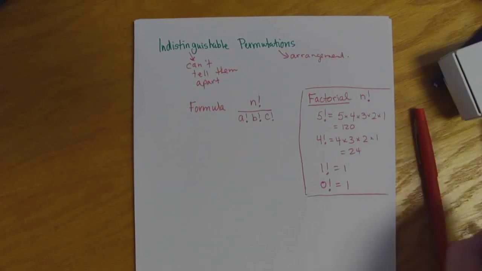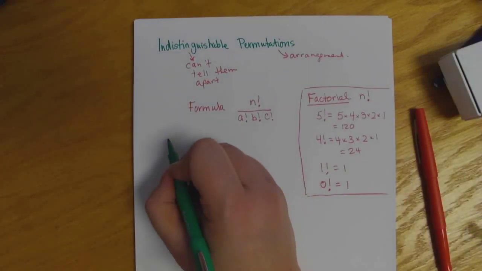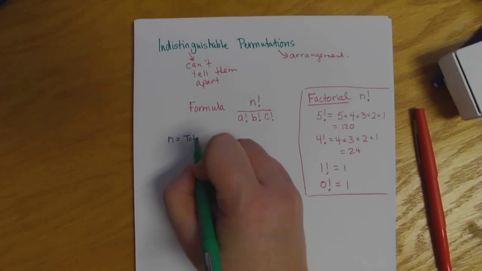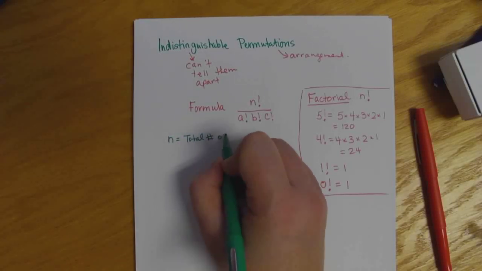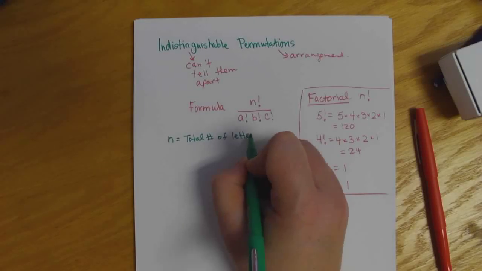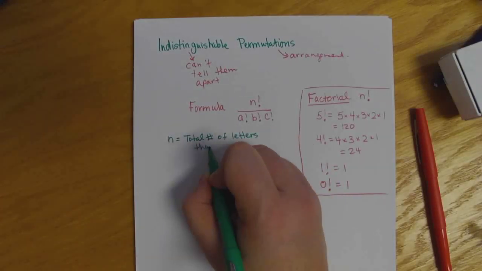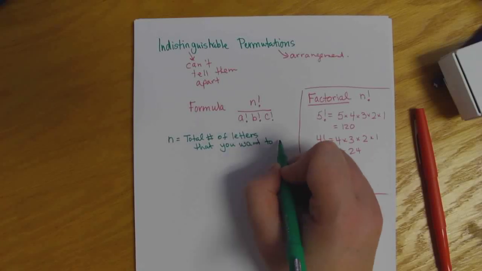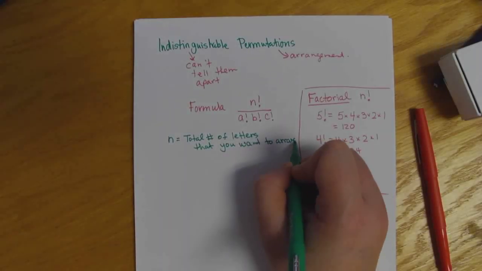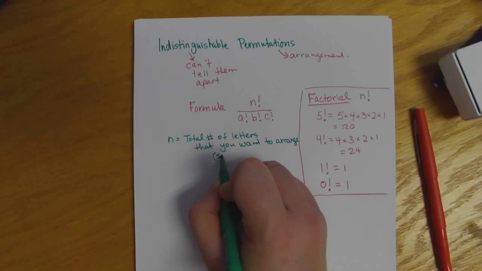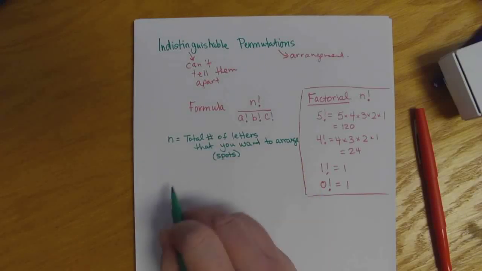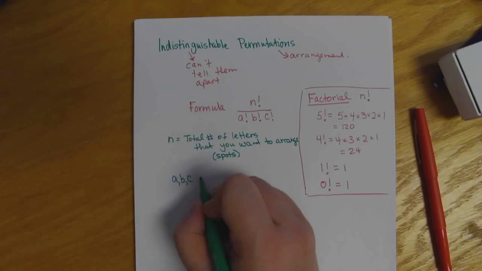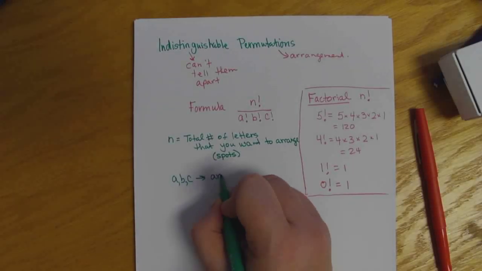So here, this is the formula. What does it mean? Well, the n is the total number of letters that you want to arrange. Or you could think of it as how many spots you have to put the letters in. And then that A, B, and C are any duplicates.